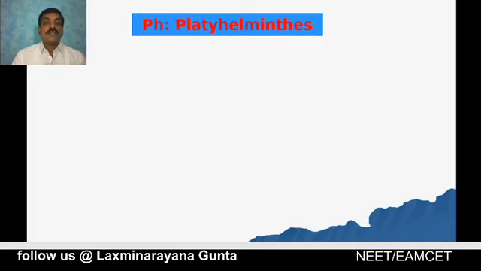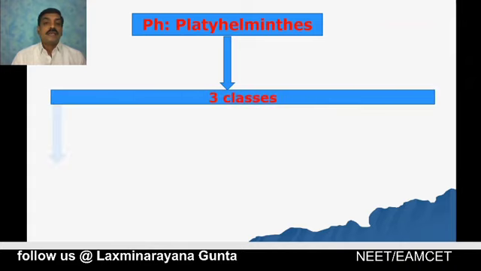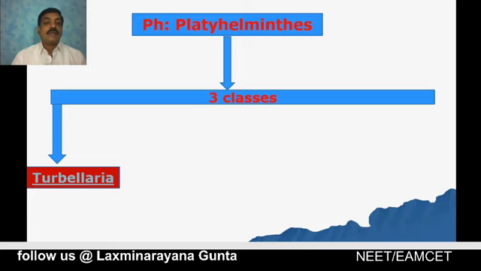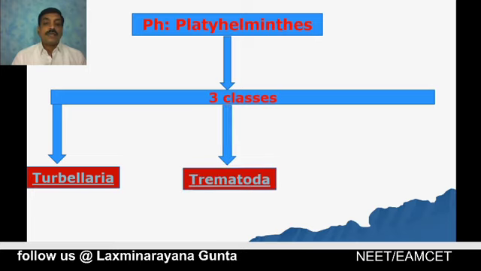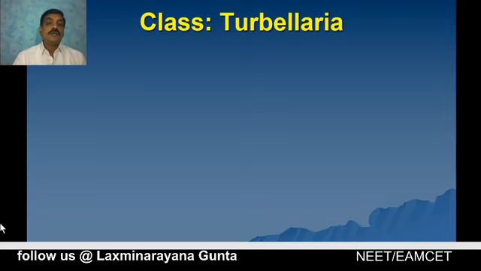Coming to the classification of Platyhelminthes. Phylum Platyhelminthes can be classified into three classes, the Turbellaria, the Trematoda, and the Cestoda. These are the three classes of phylum Platyhelminthes. Let us discuss one by one. The first one is Turbellaria.